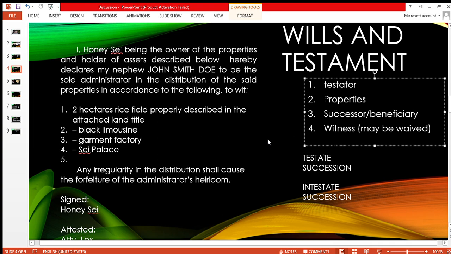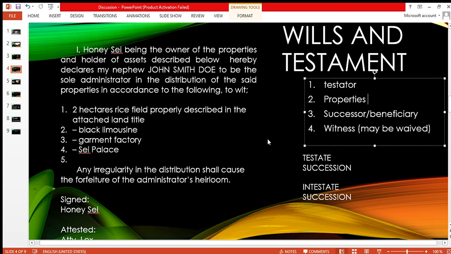Okay. So, a testator or a person who feels that death is coming to him, that there is an imminent danger to his health, that he feels that any moment he would die, and he would execute or he would write a testament stating how should his properties be distributed in case he dies, then that instrument he executes is what we call a will and testament. Okay.